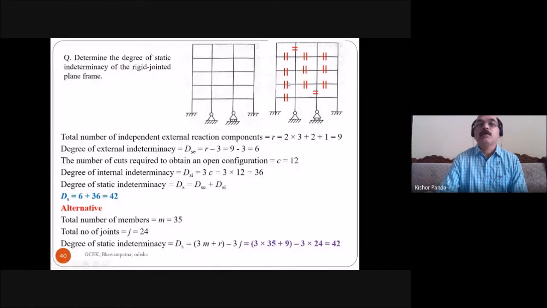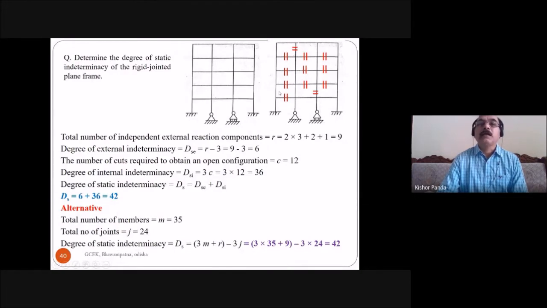Here one chord required, this will be open. One chord, open. One chord, open. This is the chord. And here also a chord, this is open. This is open after cutting this member, and after cutting this one. Now this is your open structure.